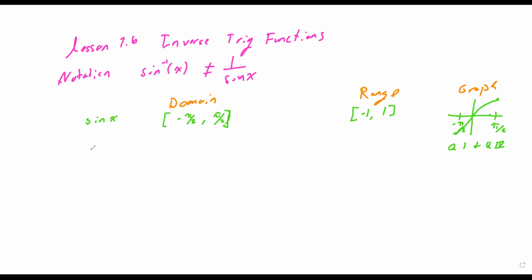With that said, for sine inverse, remember inverses from a previous section, you just switch the domain and range. So now the domain is -1 to 1, and the range is -pi halves to pi halves. I could have given myself more room now that I'm doing this on the board. Now this is -1 and this is 1, and this is pi halves and this is -pi halves.